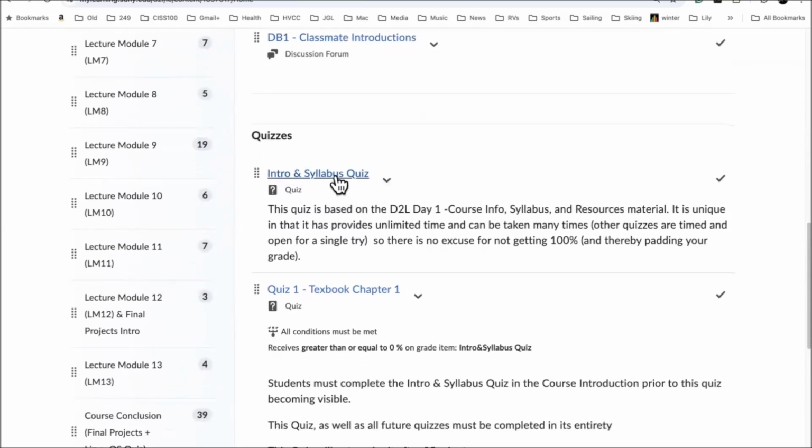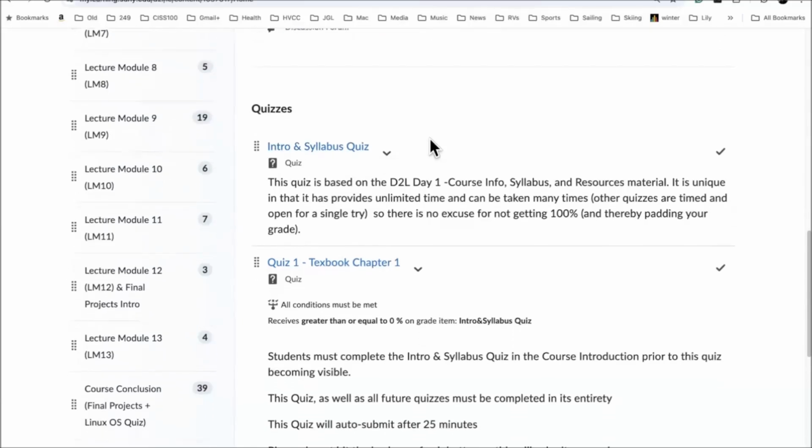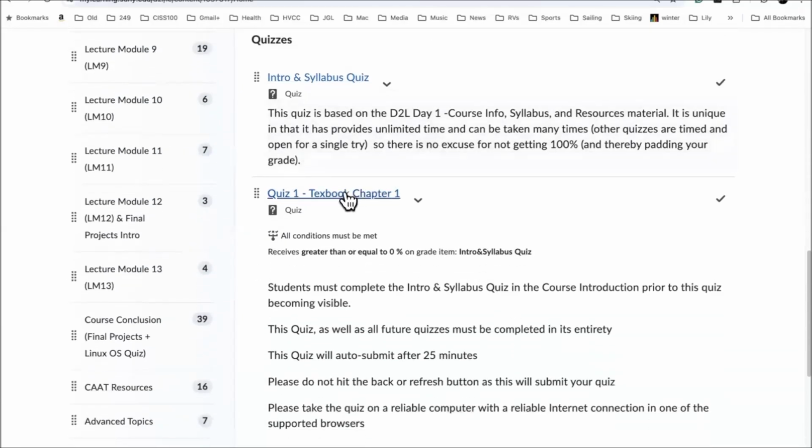You'll have this quiz that I mentioned, the intro and syllabus quiz. That was on the day 1 information. Just make sure you've read the syllabus and you understand the framework of the course moving forward. And of course, quiz 1. Now, the intro and syllabus quiz, you have as much time or as many attempts as you want. Okay, it's open book. It's all open book to some extent.